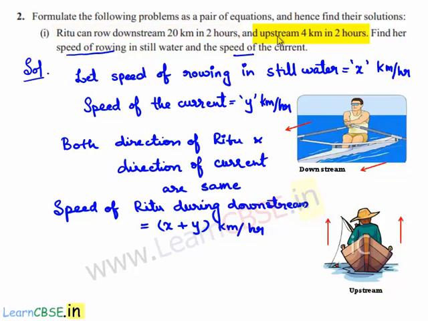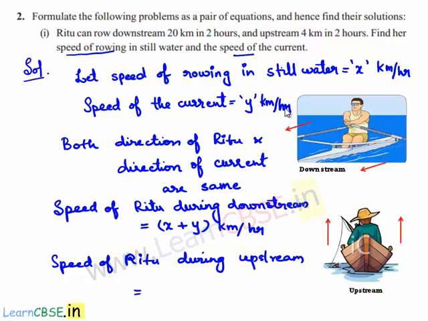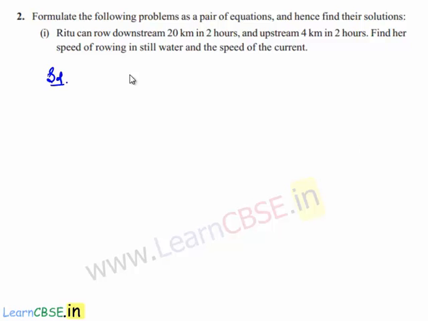Now, when she is rowing upstream, the speed of Ritu during upstream is equal to the speed of the rowing in still water minus the speed of the current, which is nothing but x minus y kilometer per hour. We know that speed is equal to distance divided by time.